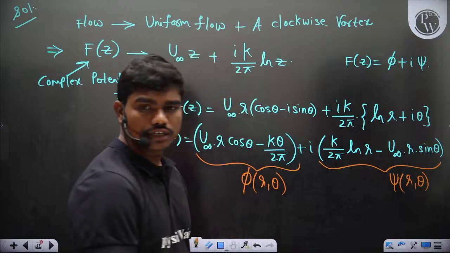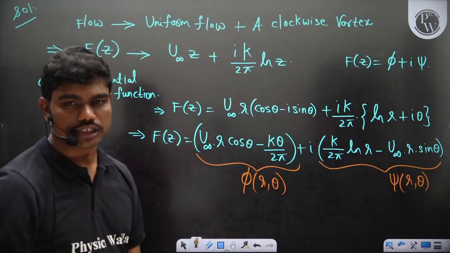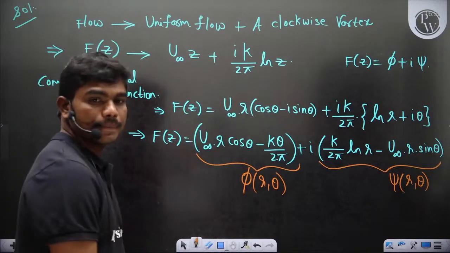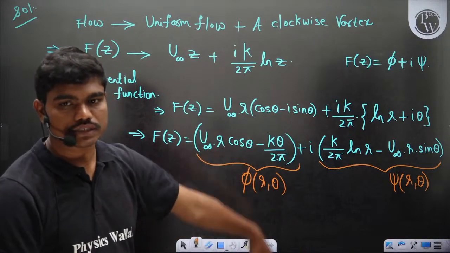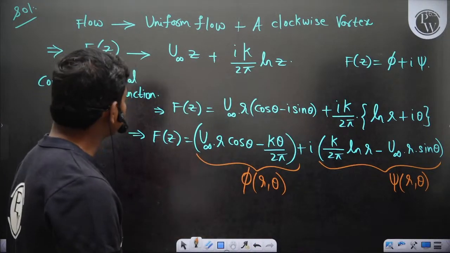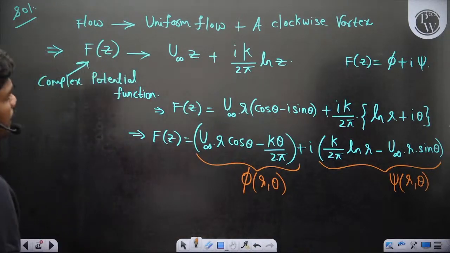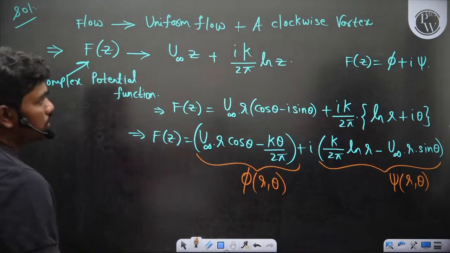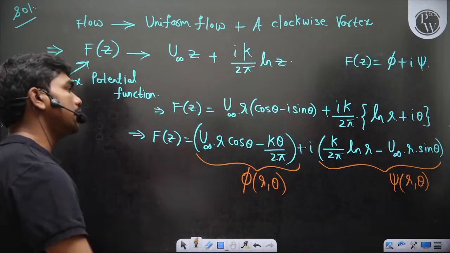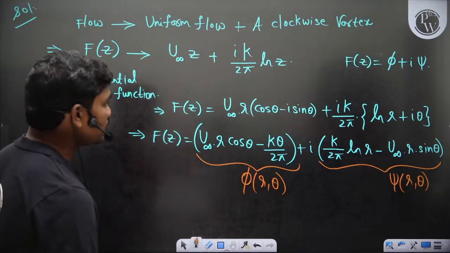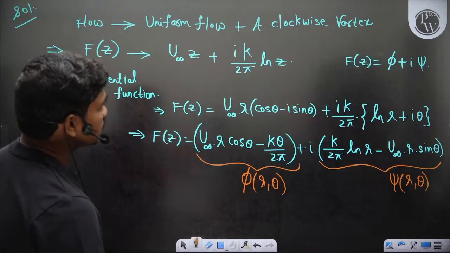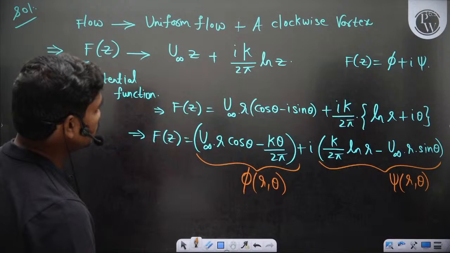Because this circulation, this vertex is in clockwise sense. Okay. This vertex is basically in the clockwise sense, of course. So because of which you have k by 2 pi ln z, ln r plus I theta, correct. Log of r into e power I theta is ln r plus I theta, correct. So which gives you minus plus I into I is minus k theta by 2 pi.